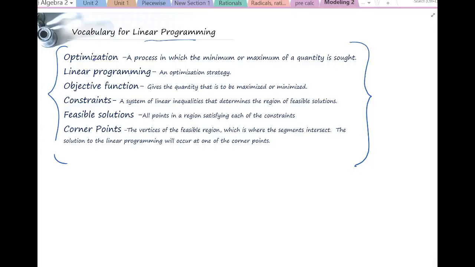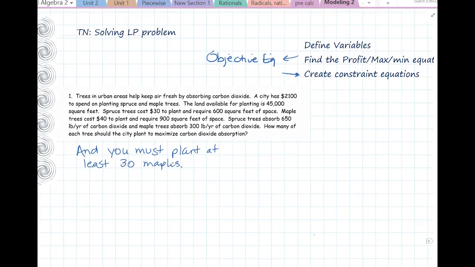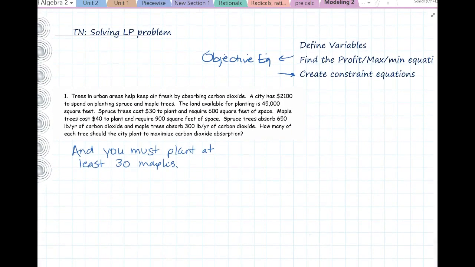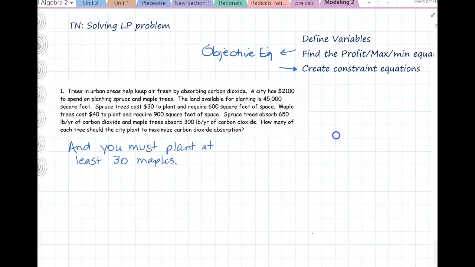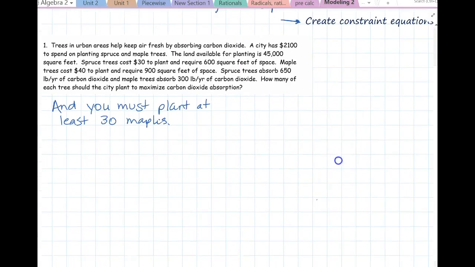So let's get started. I'm going to use this example to start. The first thing I'm going to do is read through it and then define your variables, then find either the profit or max/min equation, they call that the objective equation, and then create the constraints. And I like to do it in this order. Begin by, please, reading this problem.